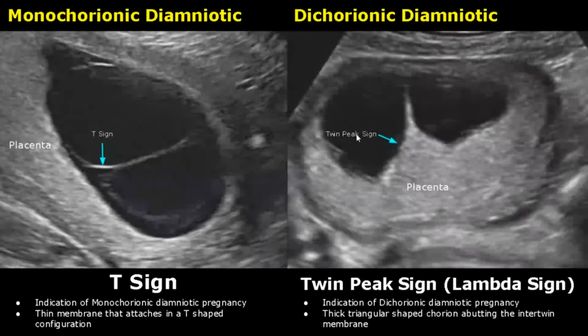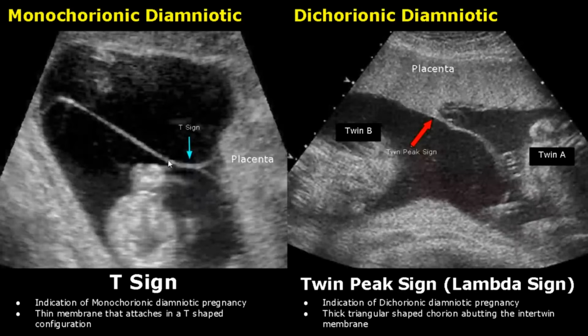The T sign is an indication of monochorionic diamniotic pregnancy. This thin membrane attaches in a T-shaped configuration. It looks like a T. The twin peak sign, also known as the lambda sign, is an indication of dichorionic diamniotic pregnancy. A thick triangular shaped chorion will be seen abutting the intertwin membrane. Here are more images. This is the T sign and this is the twin peak sign. The triangular shaped chorion is seen here.